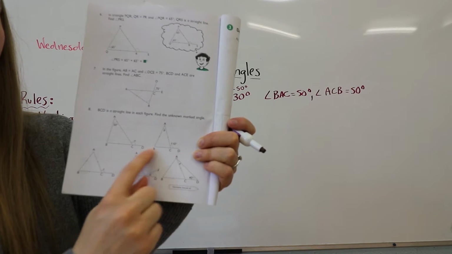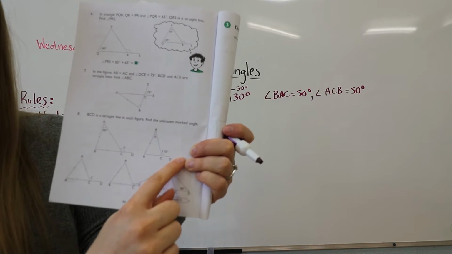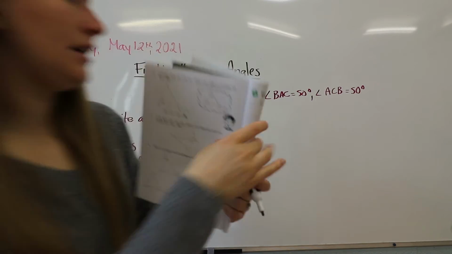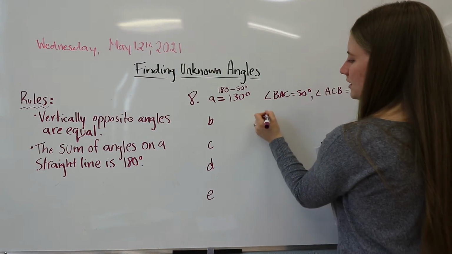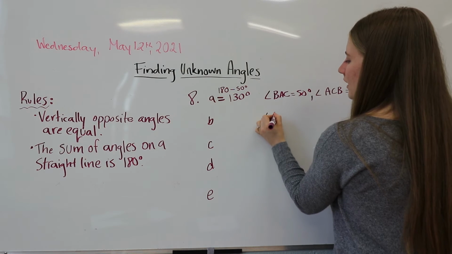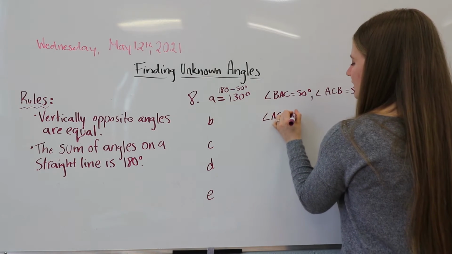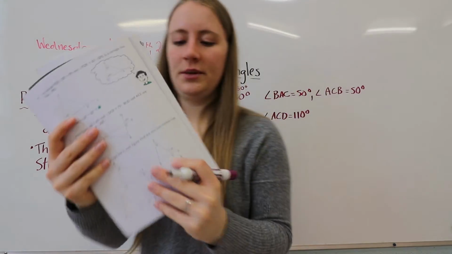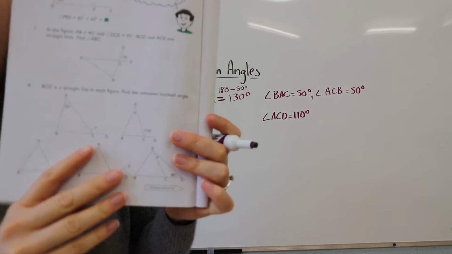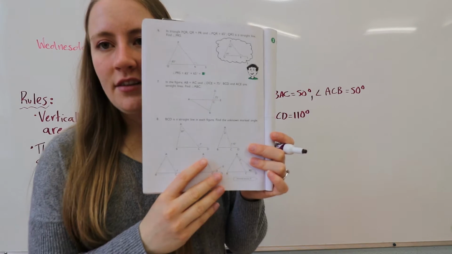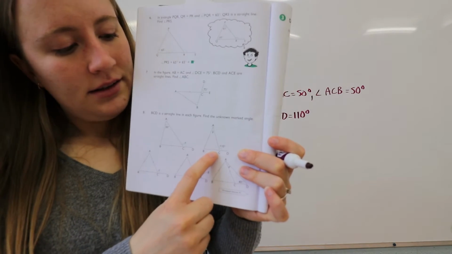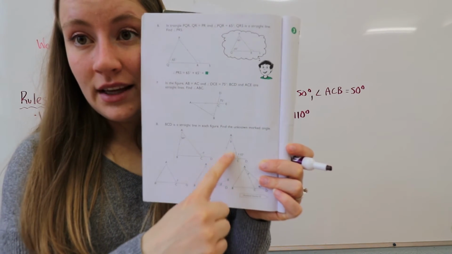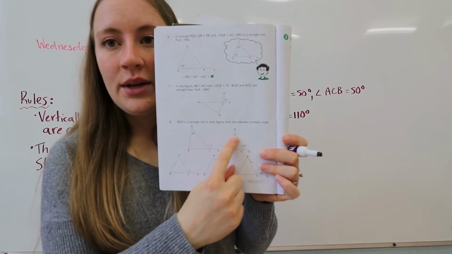And again, we know that BCD is a straight line. So the angle ACD is 110 degrees. So we'll start by writing that down. ACD is 110 degrees. Okay, so that's the information we're given. And now, think about what rule you might have to use to find some more angles so that we can get to the missing angle that we need.